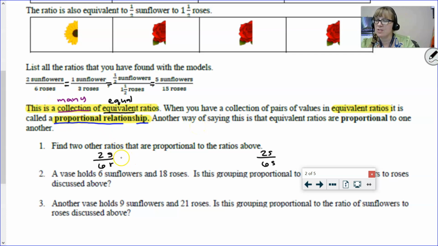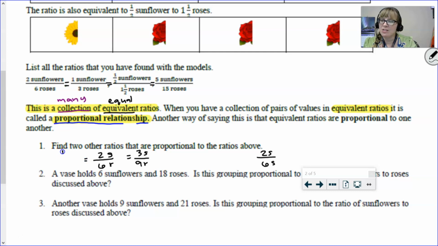We have 2 sunflowers and 6 roses, and that's the same as 3 sunflowers and 9 roses. Now, I want to stop here for just a second. On all of these others, we were able to show how a 2 became another number, or how a 6 became another number. This is a little bit harder. How does a 2 change to a 3? We have to be careful. So I want us to remember that this one wasn't the simplified ratio.